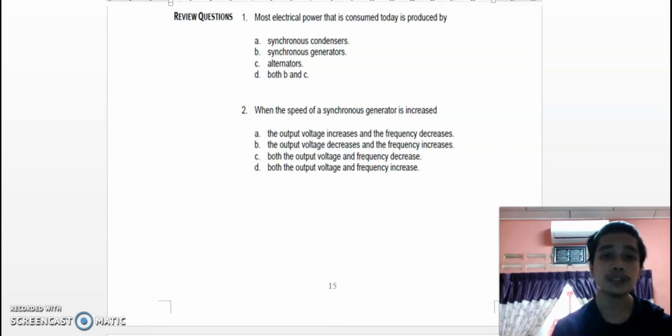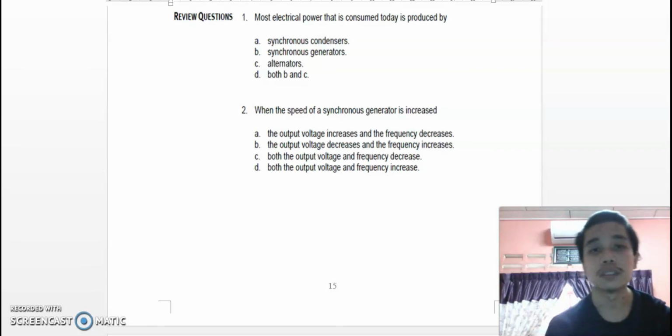So let's go to B, synchronous generator. Synchronous generators nowadays consume too much electrical power, because industry nowadays uses synchronous generators. Many other machines use synchronous generators, and they consume most of the electrical power. So let's go to C, alternators. An alternator is also called a synchronous generator, so it's just the same as B. So the answer is D, both B and C. So that's the answer for number 1.